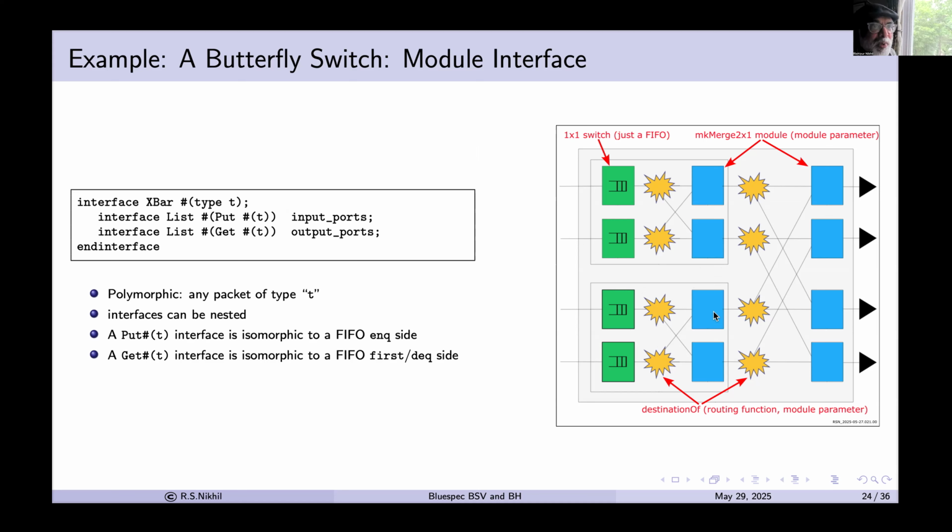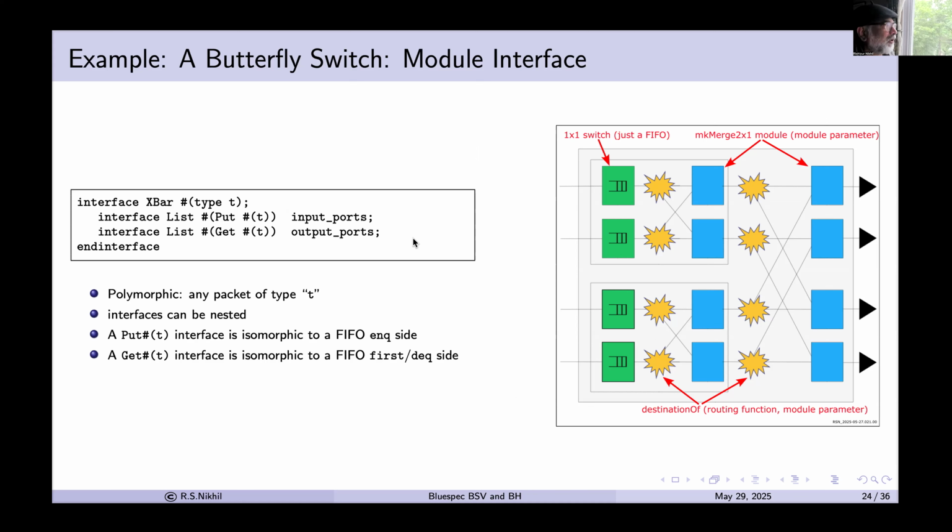And you can think of these blue boxes as merge boxes, which basically have two incoming streams, and they somehow interleave those packets to produce a single interleaved outgoing stream on its outputs. So first of all, let's think about the interface for such a switch.